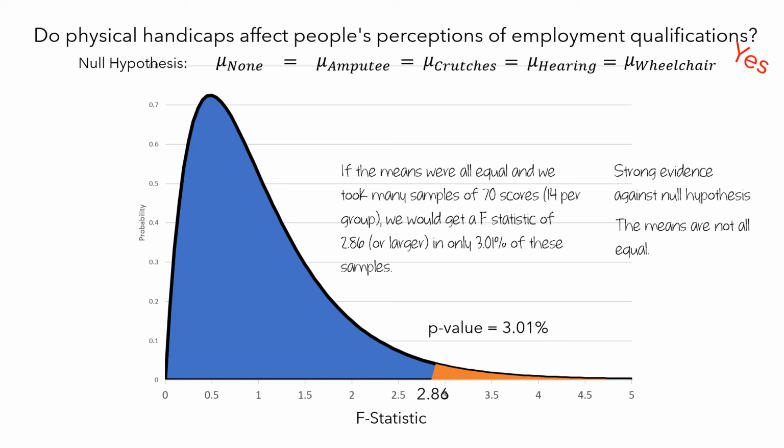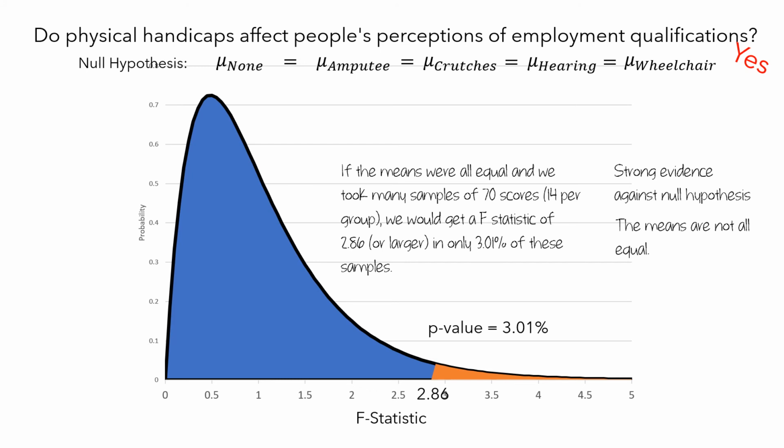Now, this doesn't specifically tell us which means are significantly larger than which others, but it does tell us that, yes, visible physical handicaps do affect people's perceptions of employment qualifications.